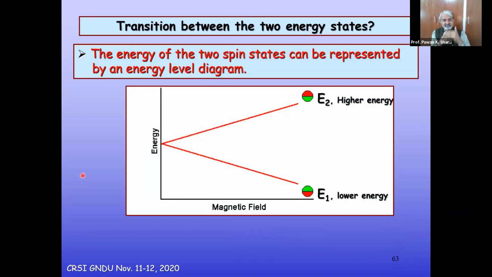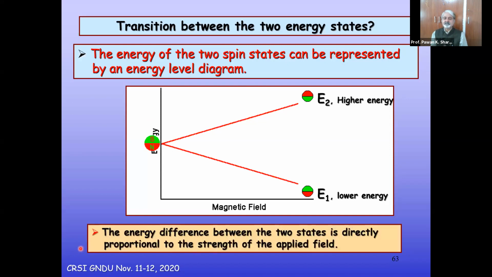And this energy difference between E1 and E2 can be represented by an energy level diagram. Say, for example, in this diagram, on the x-axis is the magnetic field, on the y-axis is the energy. And you see when there is no magnetic field, let us say that this is zero. So when there is no applied magnetic field, then there is no energy difference. So all nuclei are degenerate, they are randomly ordered, they are disordered. So they have the same energy.